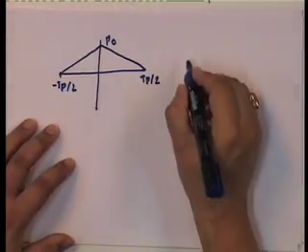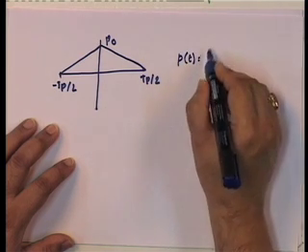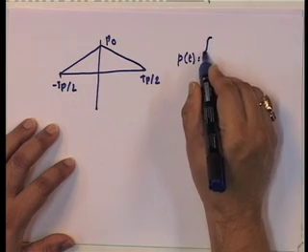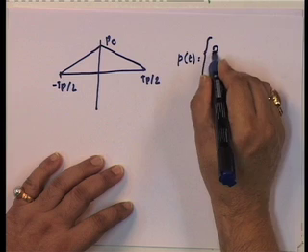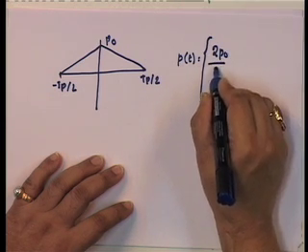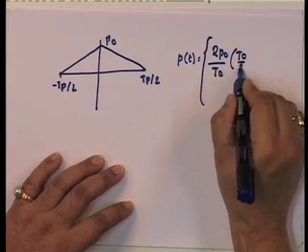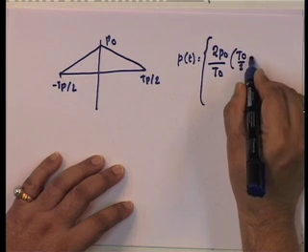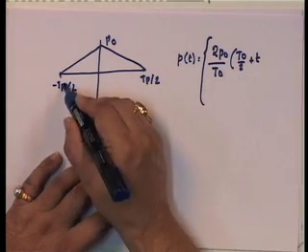So, in other words, P of t is defined in this form. It is defined by 2 P naught upon T naught into T naught by 2 plus T. I am calling this as T naught.